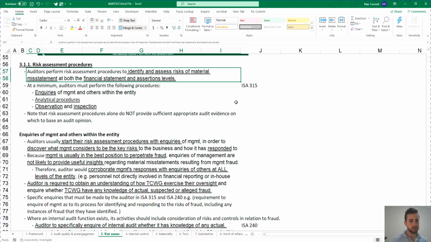We also want to test at the assertion level. Now, assertions are certain assumptions or statements about a certain area of the financial statements. For example, valuation of inventory. Management might be saying the valuation of inventory is accurate. This is one assertion, and we need to go in and test that.